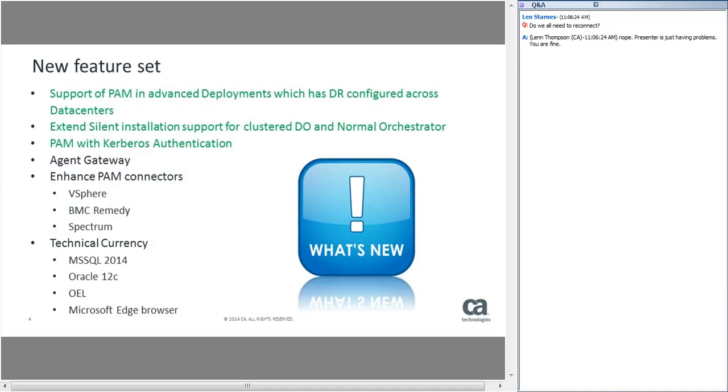Next is agent gateway support in PAM. Just visualize for this feature that you have an environment where you have deployed a large number of agents, and these agents are behind some firewalls. One of the challenging tasks for any administrator is to punch holes in the firewalls to open TCP or any other non-standard ports in order to have the agent and orchestrator communication.